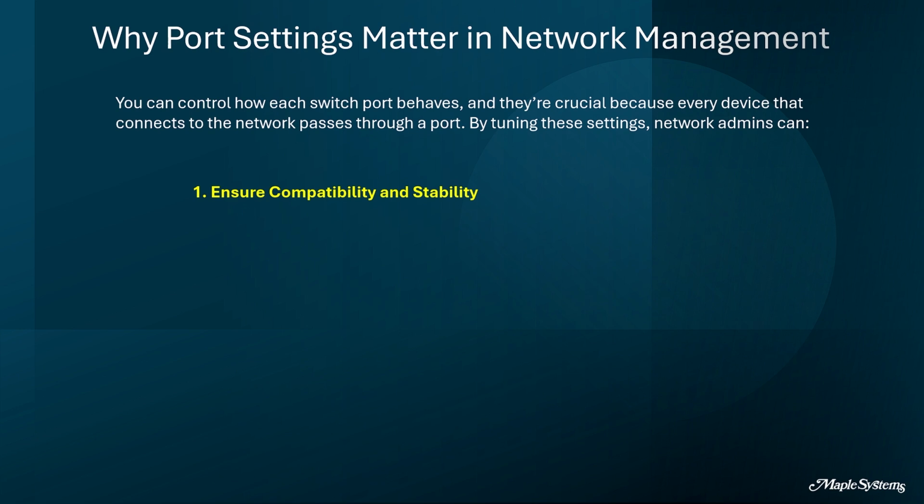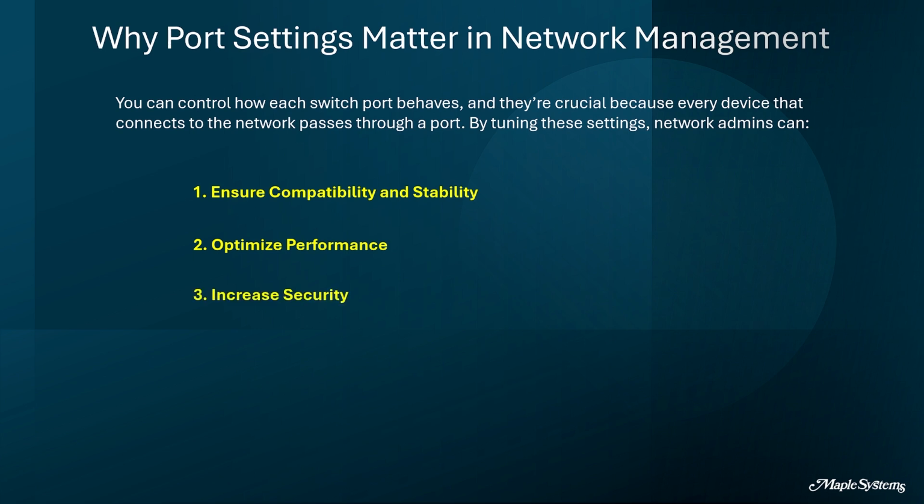So for example, you can manually set the speed, let's say 10 megabytes per second, 100 megabytes per second, or maybe 1000 megabytes per second. Also, you can set it to duplex mode, half or full, which prevents mismatches and dropped connections. And I'll go over duplex mode in a little bit. It can also optimize performance. So using flow control, which I'll also go over, this avoids buffer overflows by pausing traffic during congestion. So something like jumbo frames on some ports improve throughput for data heavy applications like backups or video streaming.